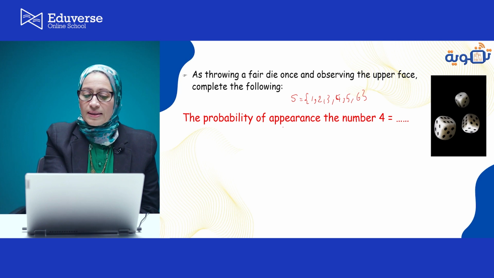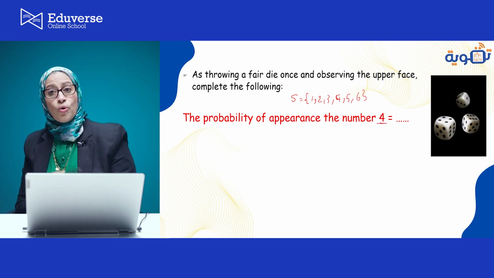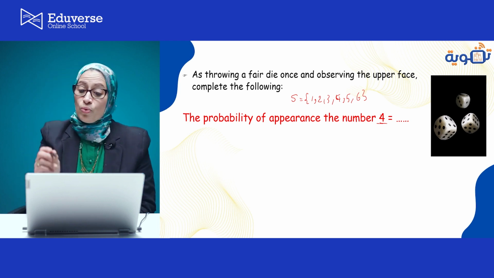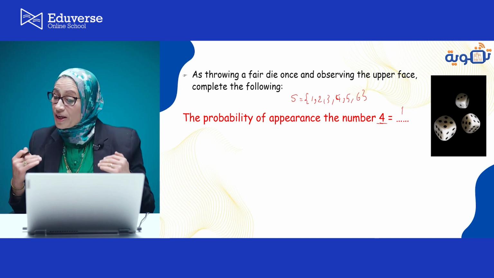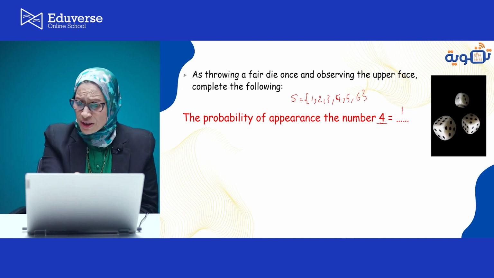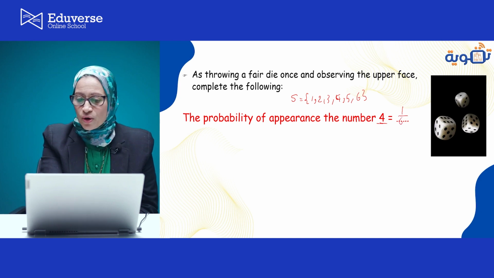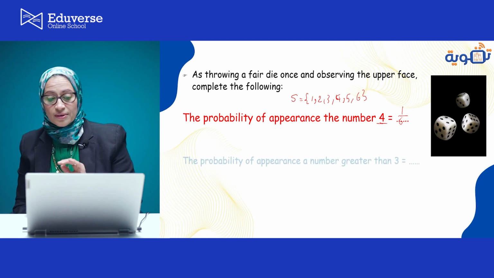Then it asks me for the number 4. How many 4s do I have in this die? Only 1. So it will be 1. Hold on. What is in the denominator? The total of the sample space. How many numbers do I have? 6. So it will be 1 over 6. Very good. That's it.